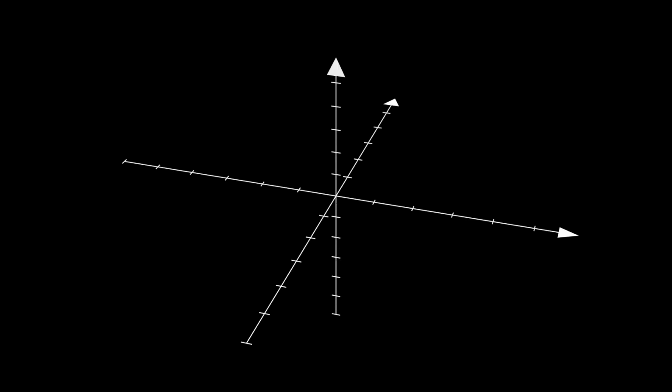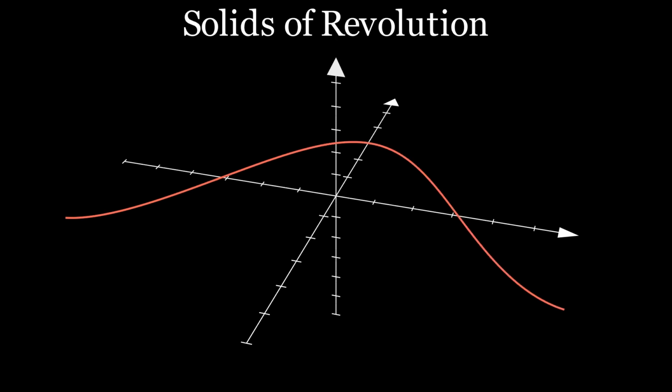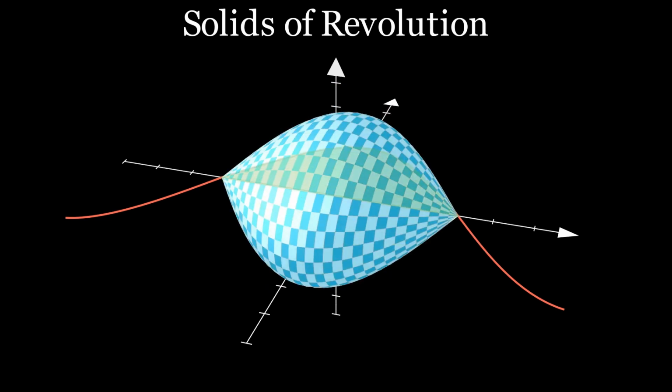Today, I want to explore solids of revolution using the disk method. A solid of revolution is exactly what it sounds like it is. It is the result of rotating a region bounded by a graph or graphs about a certain axis, that is usually the x or the y axis.